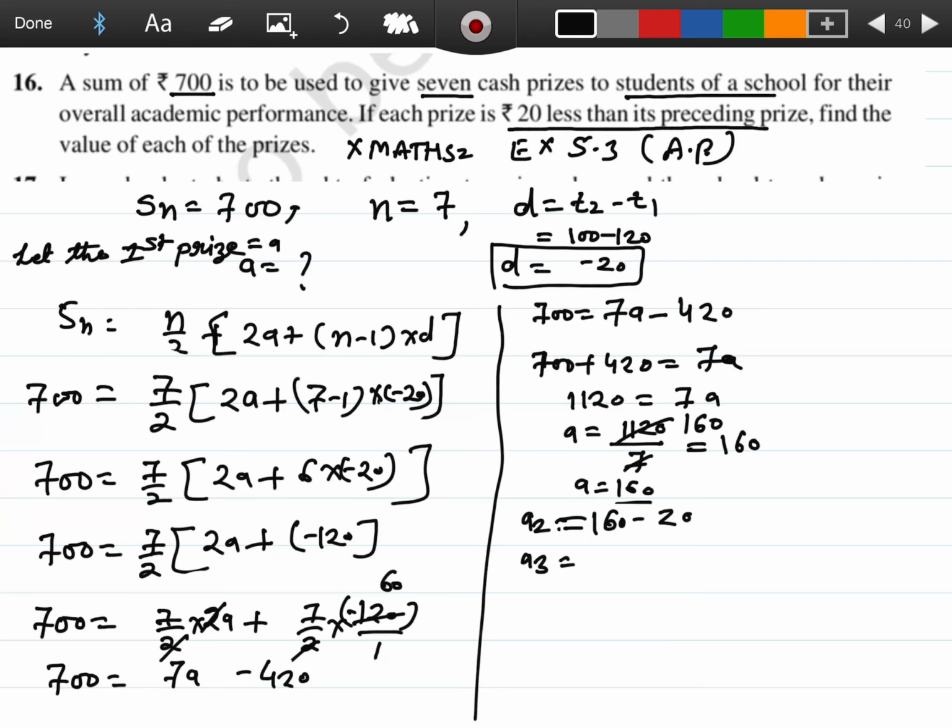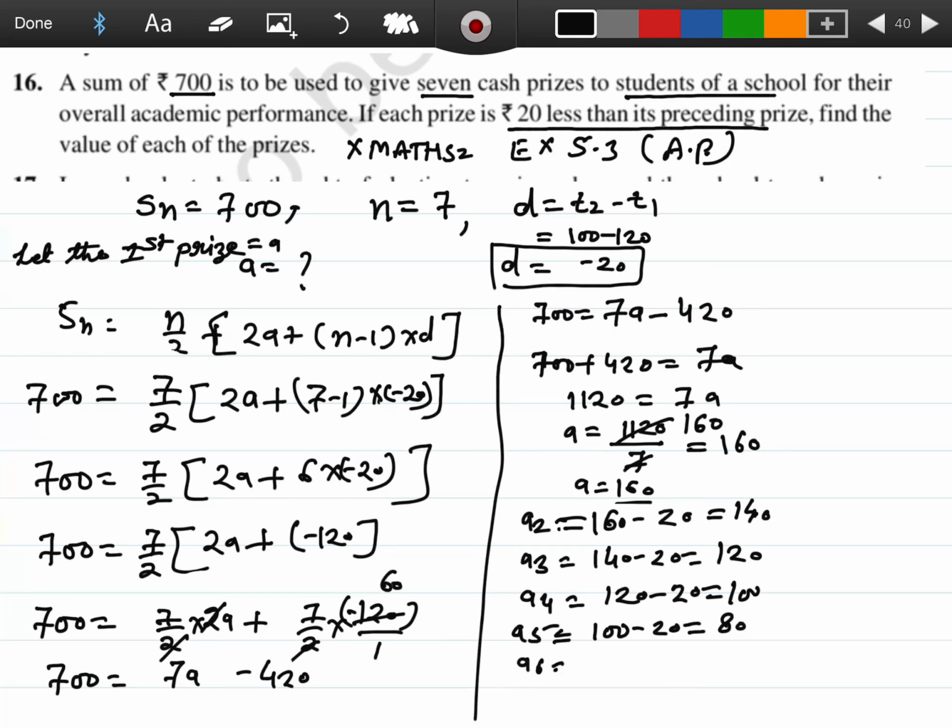First prize we got. What will be the second prize? What will a2 be? 160 minus 20. a2 will be 160 minus 20, that is 140. a3 will be 140 minus 20, 120. a4 is equal to 120 minus 20, that is 100. a5 will be 100 minus 20, that is 80. a6 will be 80 minus 20, that is 60. And a7 is equal to 60 minus 20, that is 40.